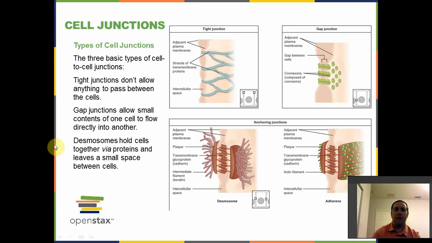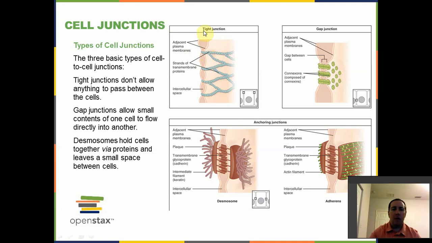First, in the top left here, we have tight junctions. When I look at that, to me it looks like taking two pieces of fabric and sewing it together. We have these proteins that go all the way through and pinch the two cells together. What you're looking at, these two pink layers, are the plasma membranes of two cells. And so we're sewing those two plasma membranes together, essentially.